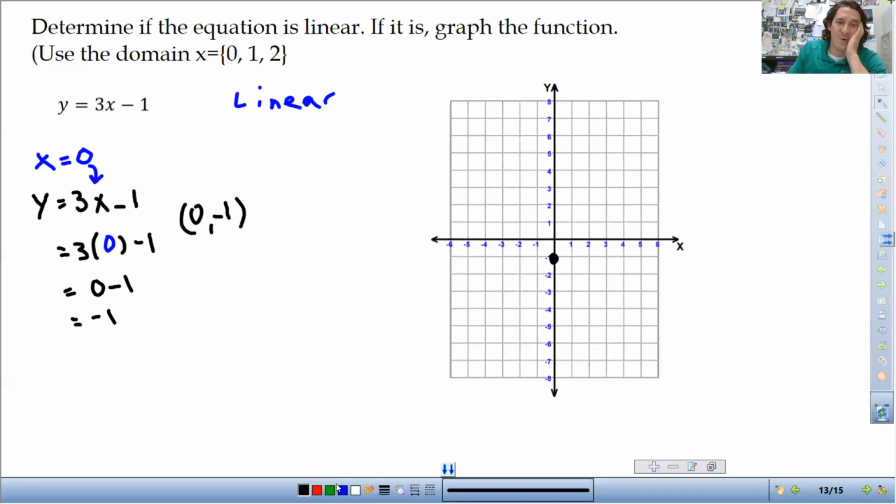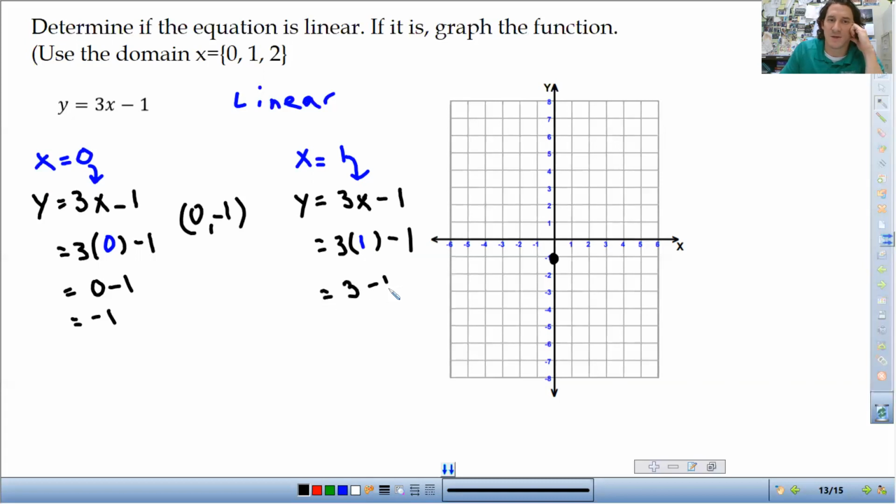I do the same thing for x equals 1. So with the function y is equal to 3 times x minus 1, I'm going to put the 1 in for the x. So it's going to be 3 times x minus 1, and x for this one is 1. 3 times 1 is 3, minus 1 is 2. So I'm going to plot the point 1, 2. So that's 1 on the x, 2 on the y, put a point.